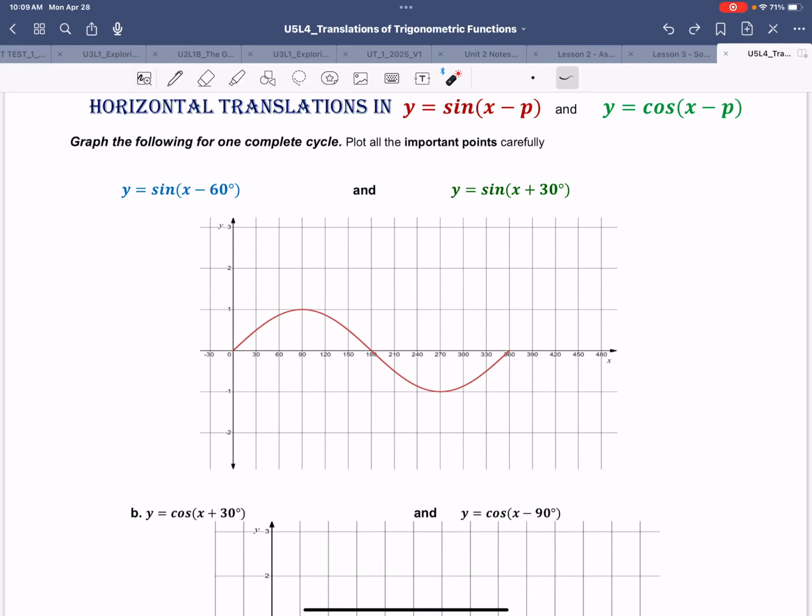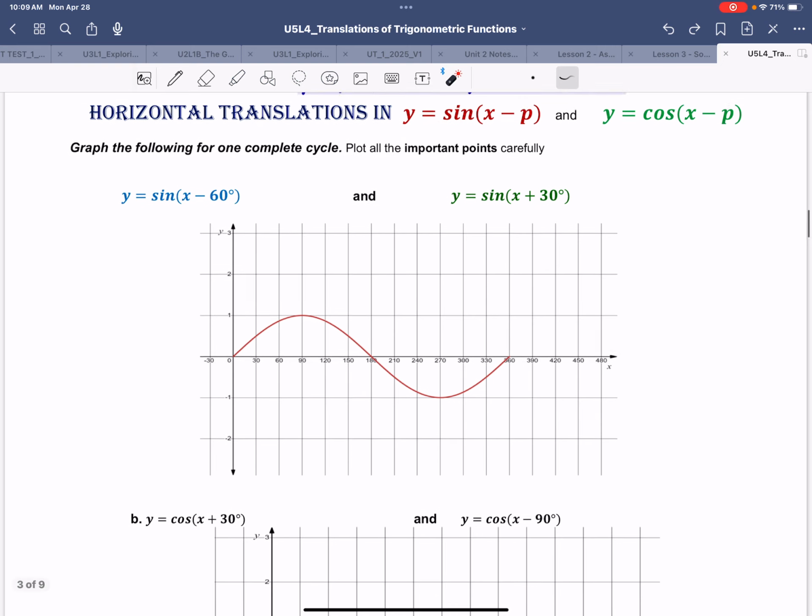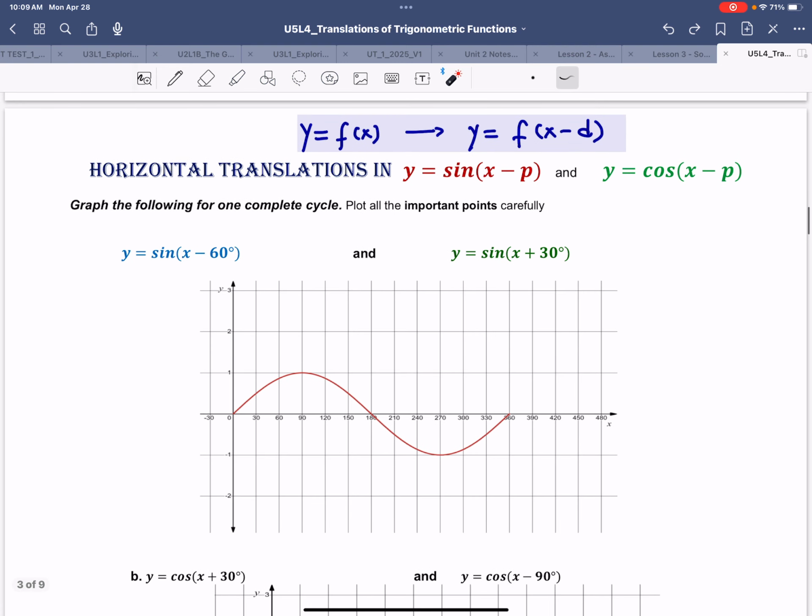In this lesson, we'll explore horizontal translations in sine and cosine functions. If you remember from unit number 3, we have observed horizontal translations in parent functions, and we've said that any parent function can be horizontally translated following this equation: y equals f of x minus d, where d indicates a horizontal translation.